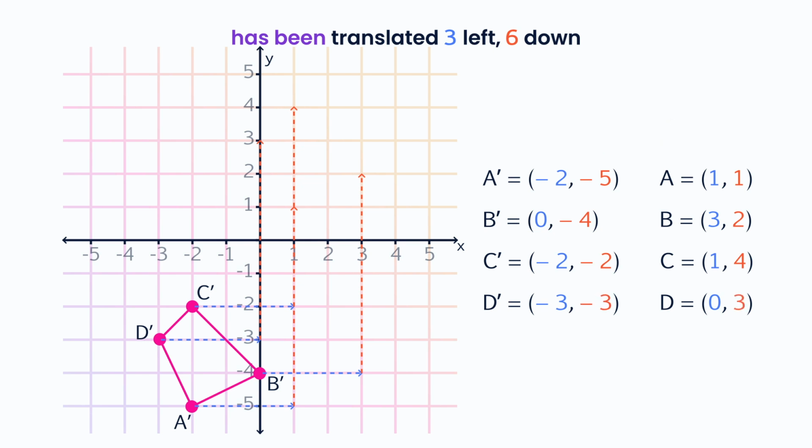And so, you've found the coordinates for the vertices in the original quadrilateral, ABCD. Point A is at 1, 1, point B is at 3, 2, point C is at 1, 4, and finally point D is at 0, 3. Connect them together, making sure the two polygons' shapes match, and there you go. You found the coordinates of the original polygon.